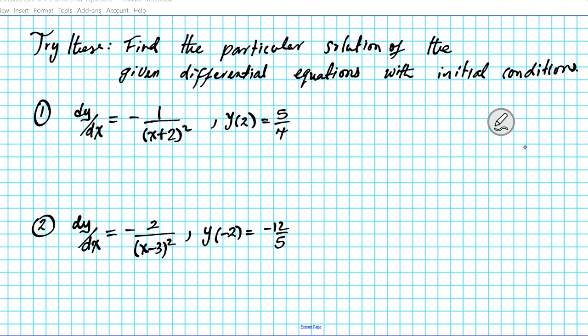Welcome back. Hopefully you had a chance to try out the problems. The solutions to these problems are as follows. The particular solution to problem number 1 is y equals 1 over x plus 2, plus 1. And for number 2, the particular solution is y equals 2 over x minus 3, minus 2.